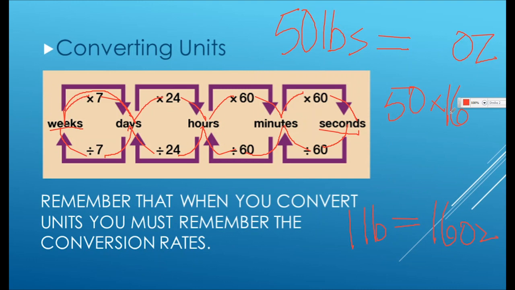50 times 16, with 50 pounds and 16 ounces in a pound, is going to give us 800 ounces. On the other side, if you went from 800 ounces and you want to know how many pounds that was, just like we went from seconds to minutes, we would divide. You would do 800 divided by 16 to give you how many pounds.